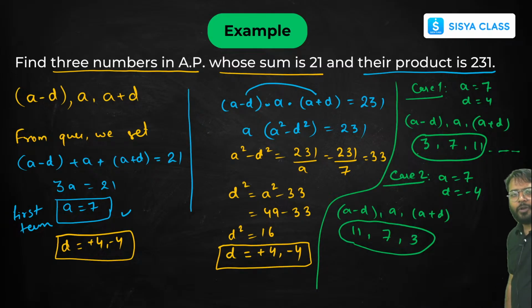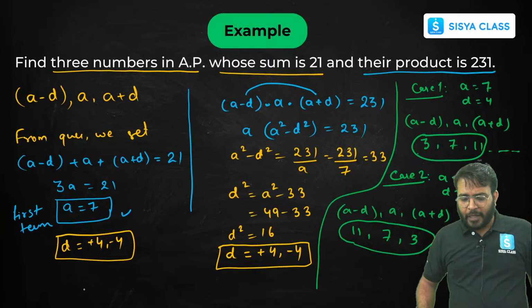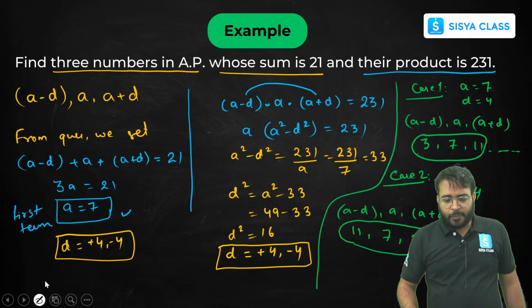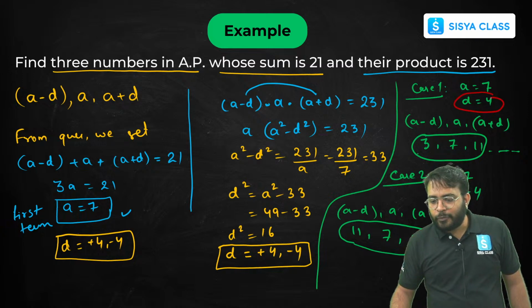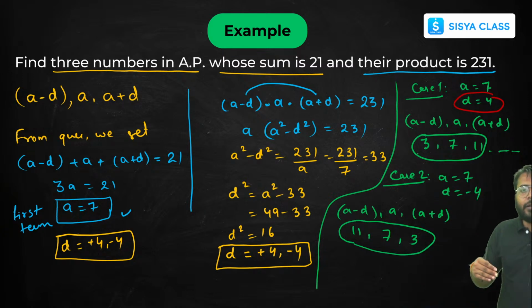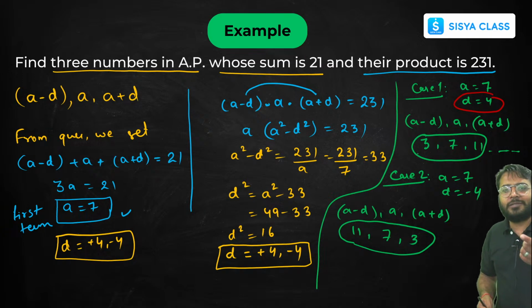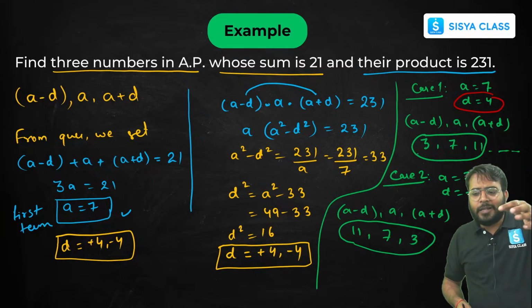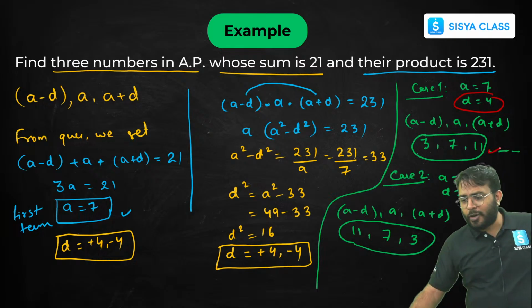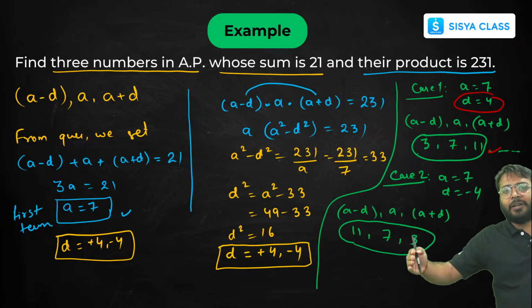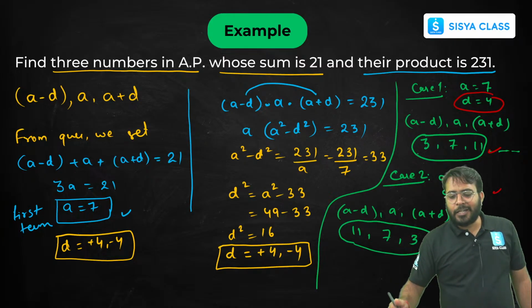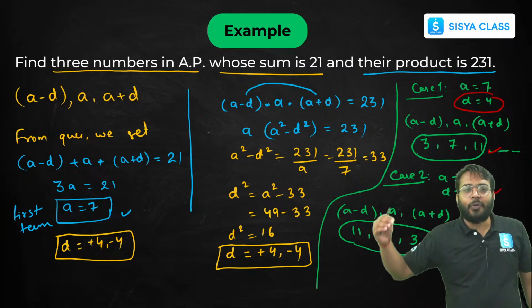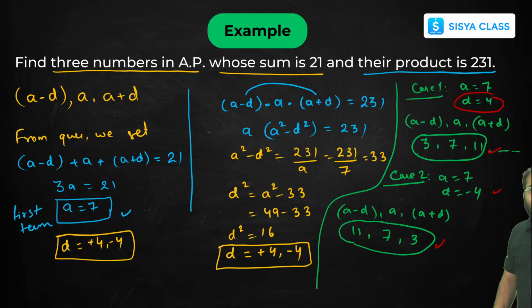From here you can observe one thing also. In the starting I have given one statement, and what was that statement? Whenever your d is positive, whenever your d is greater than 0, you are going to get an increasing AP, and whenever your d is negative, you are going to get a decreasing AP. So this is your increasing AP, 3 then 7 then 11, and when d is minus 4, that is negative, you are getting a decreasing AP, 11, 7 and 3. Got it?